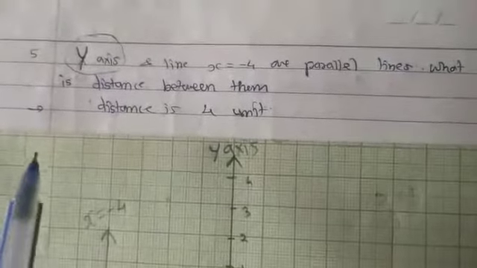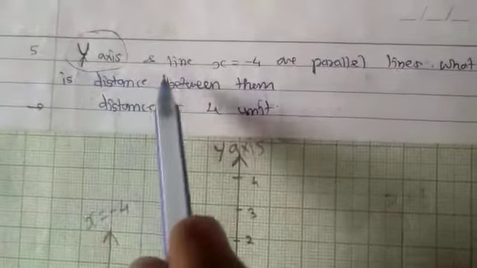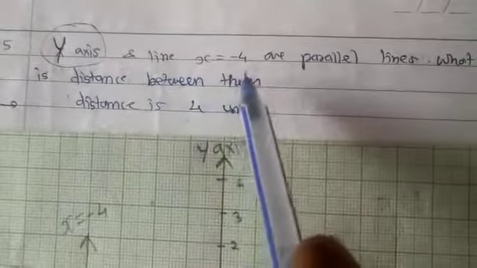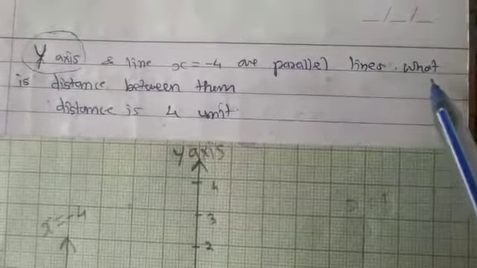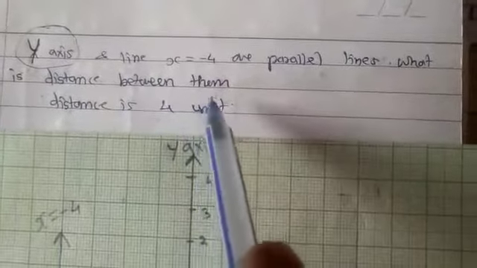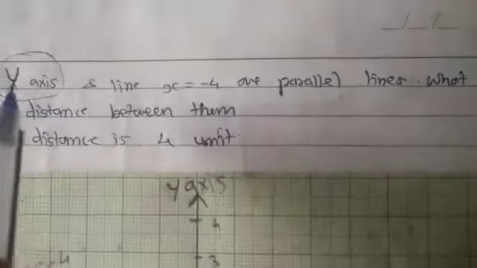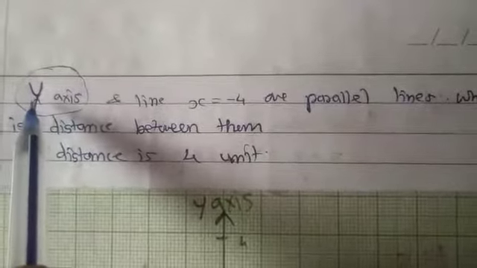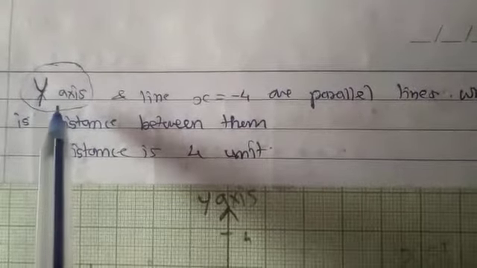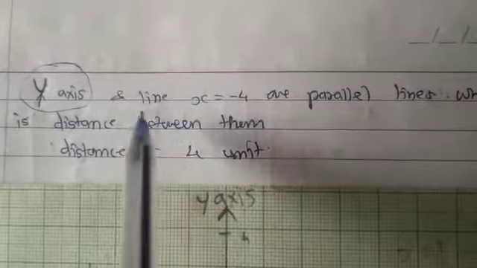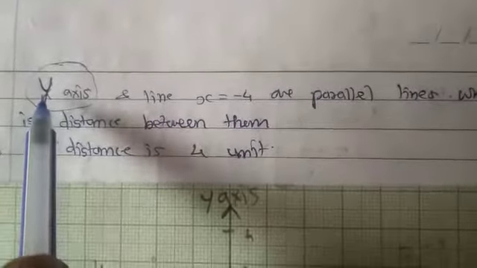Dear student, now we see question number 5. See, the y-axis and the line x equal to -4 are parallel lines. Hence, what is the distance between them? Now there is some print mistake in the textbook. Instead of x-axis, you want to write y-axis. In the textbook, the question is somewhat wrong. You want to write here y-axis.